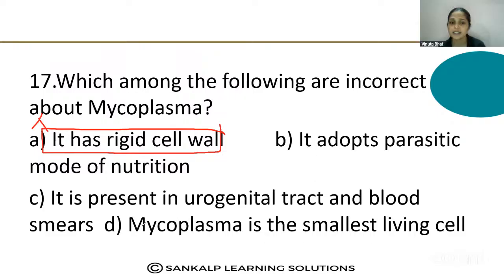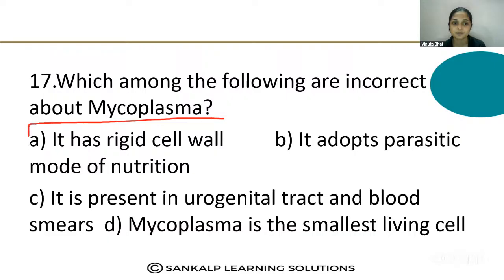Mycoplasma is the smallest living cell. Yes, that is correct one. It adopts the parasitic mode of nutrition. It causes diseases. That is correct one. It is present in the urogenital tract and blood smears. That is also correct one. But the incorrect statement is about the rigid cell wall, because organisms belonging to the Monera kingdom commonly have the rigid cell wall, but here it lacks the rigid cell wall. So that is the incorrect statement. Option A.